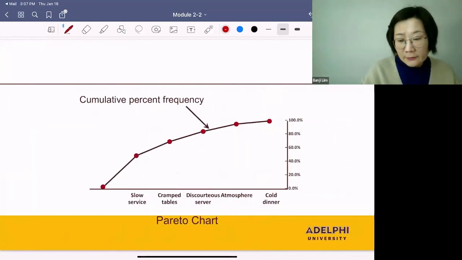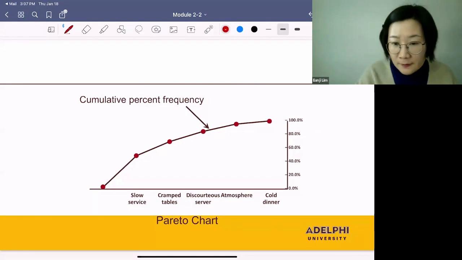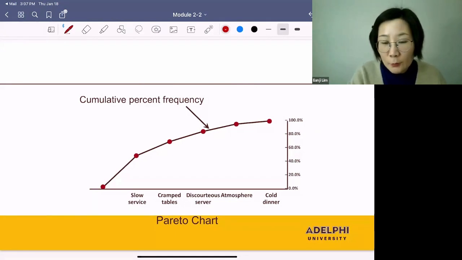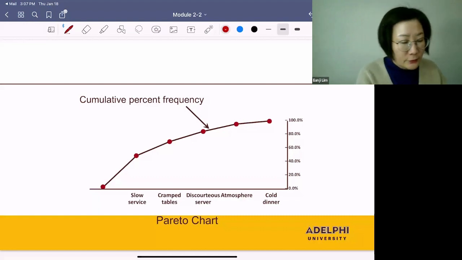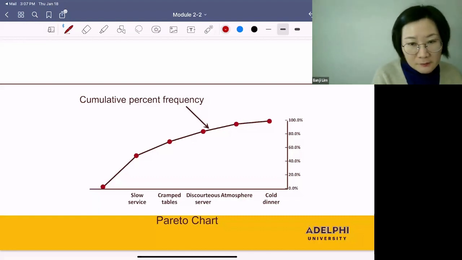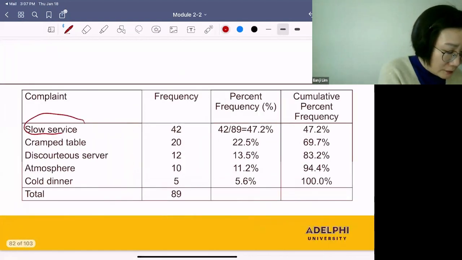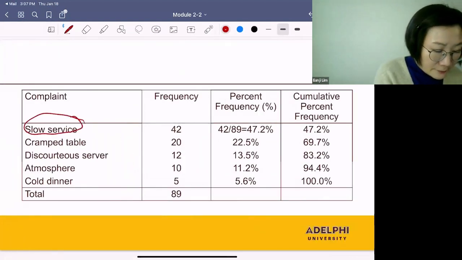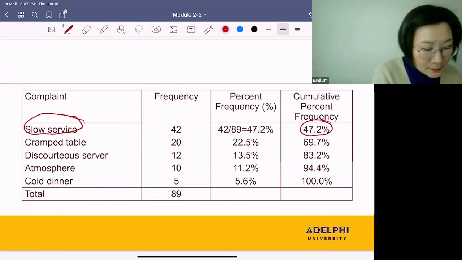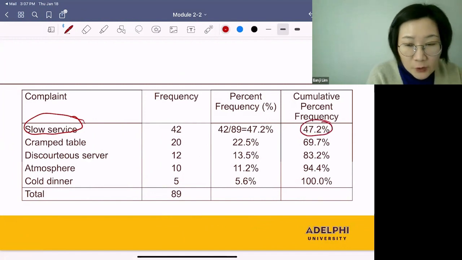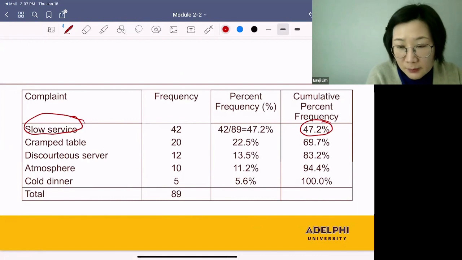Now, let's go back to our question. Our question says, on which areas should the manager focus to get rid of 80% of the complaints? So if you focus on the slow service and fix all the problems in this area, you will get rid of 47.2% of the complaints.